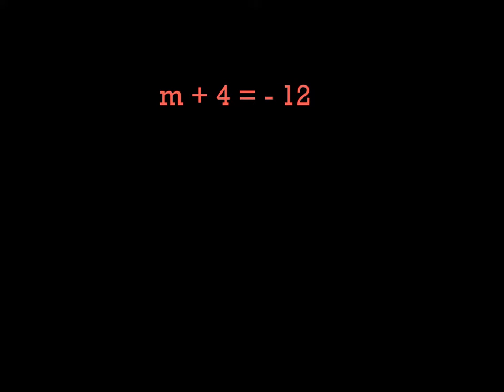Our next equation is m plus 4 equals negative 12. So I'm going to go ahead and circle the m just so you can recognize that's what we're solving for. And I'm going to draw my line here so we remember to do the same thing on both sides. So looking at the left side, m plus 4. So that positive 4 is preventing m from being by itself. So the opposite of a positive 4 is a negative 4.